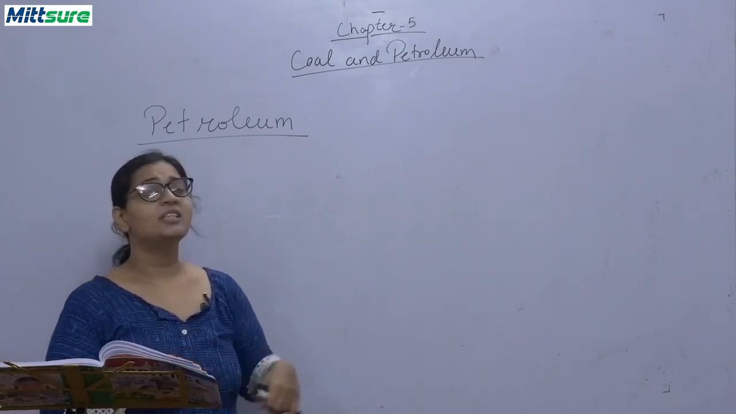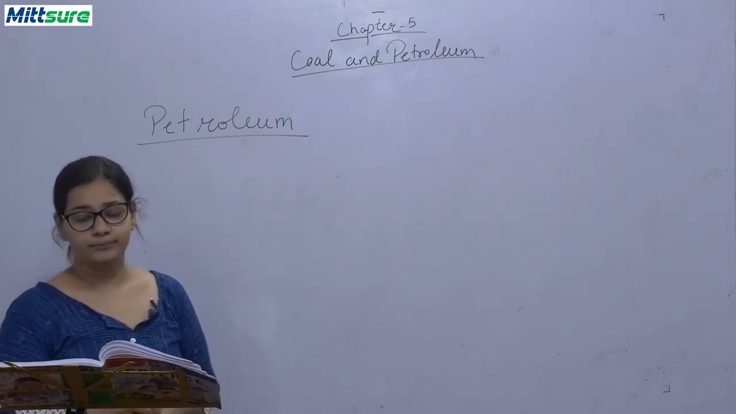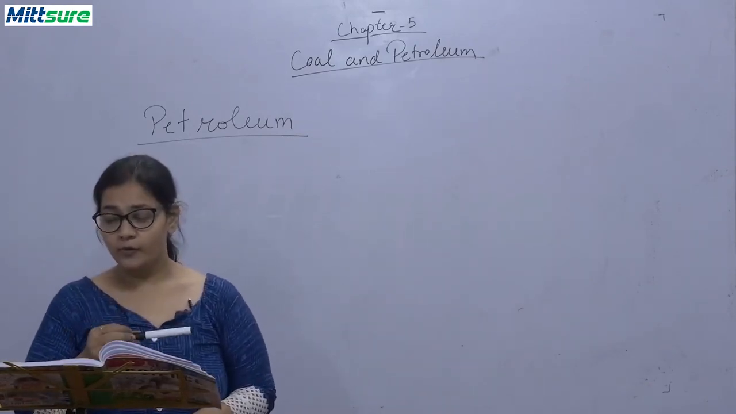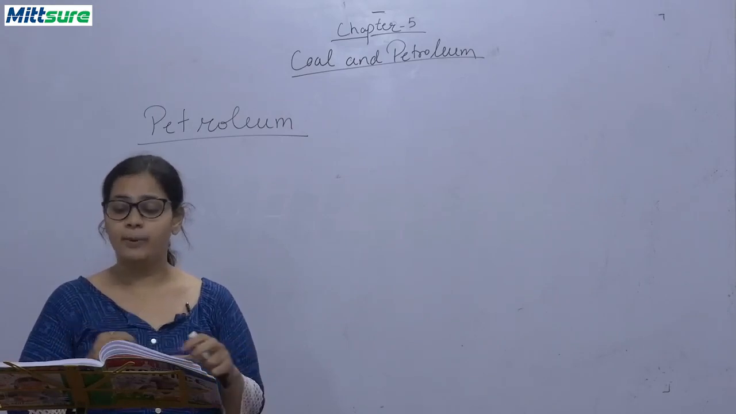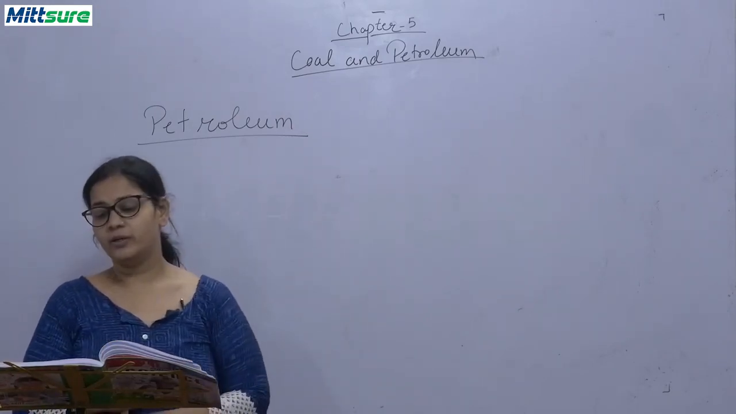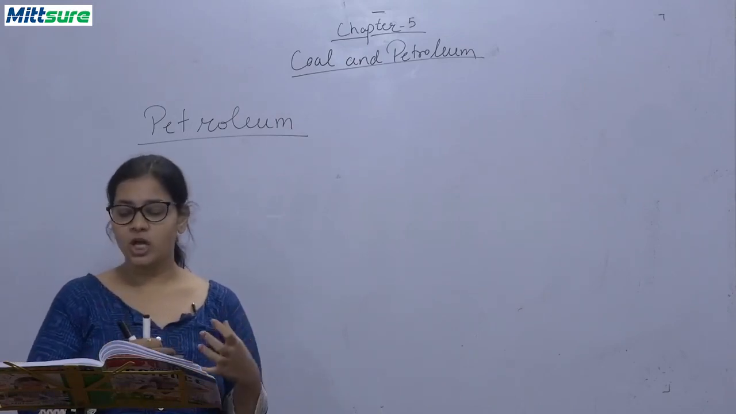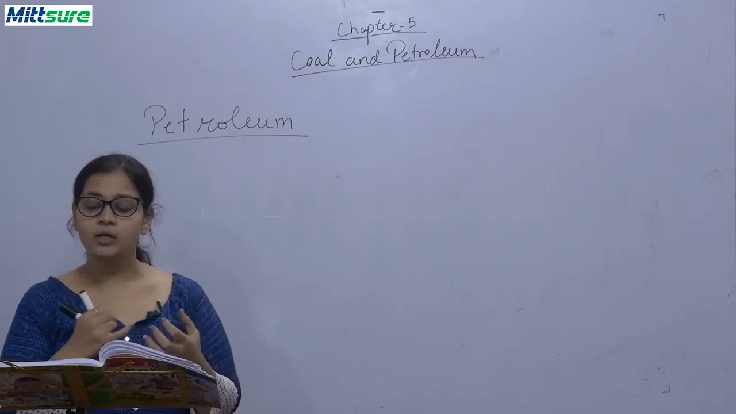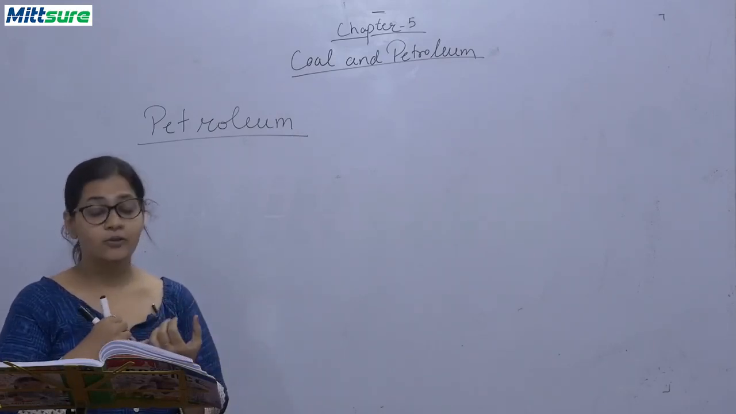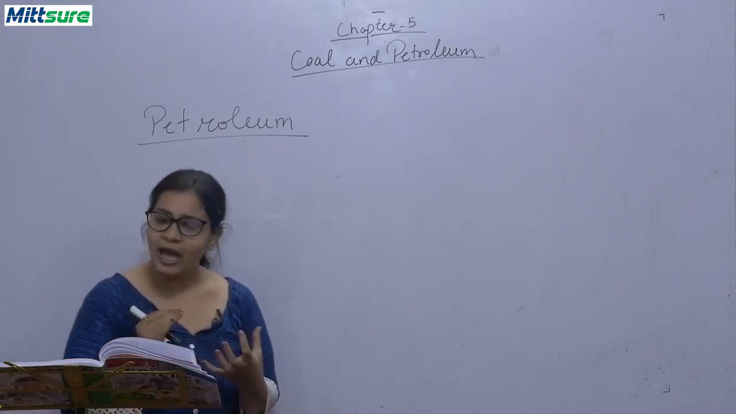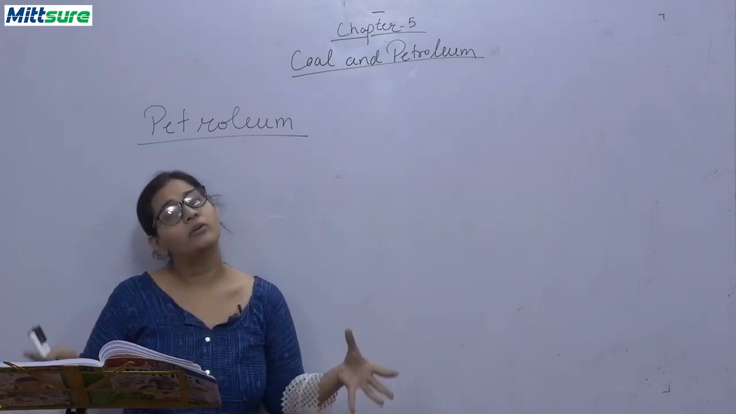Now, next is distribution of petroleum. Middle East, Saudi Arabia, Kuwait, Iran and Iraq have about 70% of the world petroleum reserve. Libya, Russia, China and United Arab Emirates, Venezuela, United States of America, Mexico, Canada, Norway, Brazil also have large oil reserves.